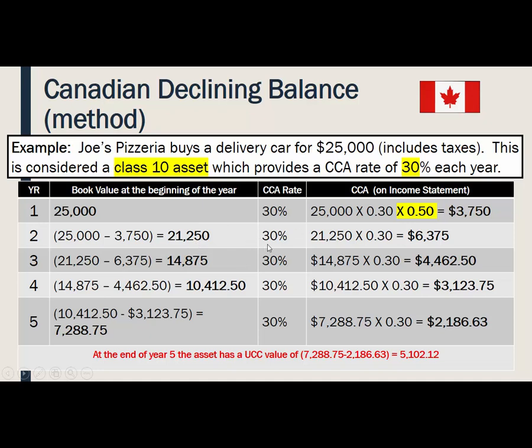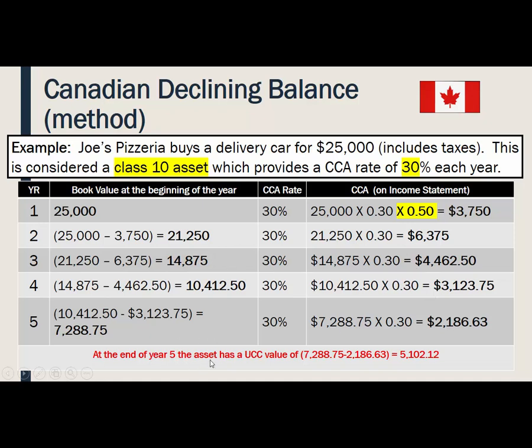So the car is now worth $21,250. Now we can stick to just our 30%. So the value of the car, the capital asset at the beginning of year two, multiplied by the 30% is how much we can record, how much we can deduct as an expense on our income statement for that year. And then to find out how much it's worth at the beginning of year three or at the end of year two, remember that's the same thing, we would simply take the value at the beginning of year two minus how much I can deduct in year two. And then that would give me my UCC at the beginning of year three. And we would continue this process.